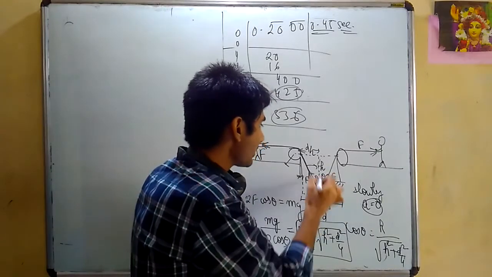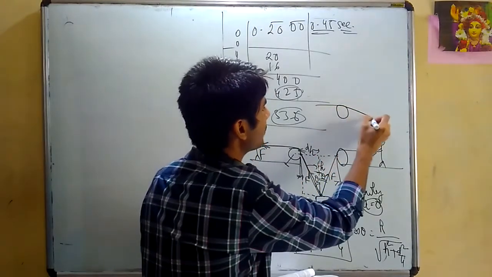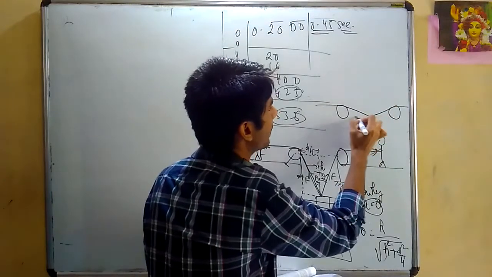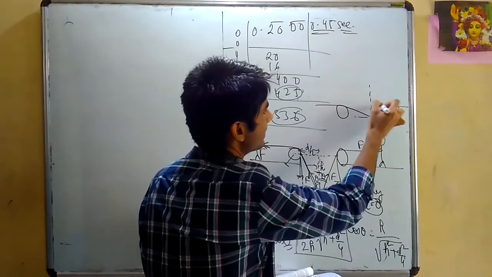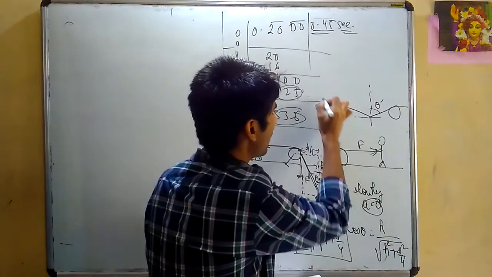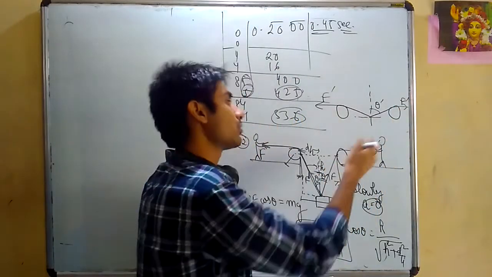See, when a person reaches a depth here, then what will happen? If you carefully see the diagram, something like this will happen. So if you see, this angle will be increased. Let us say this is theta dash, and I have to apply force F dash to lift him up.